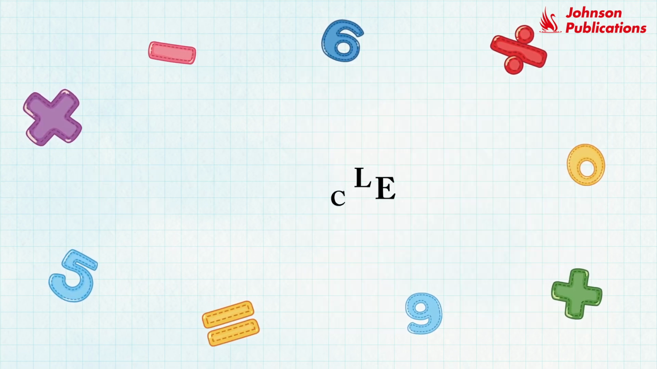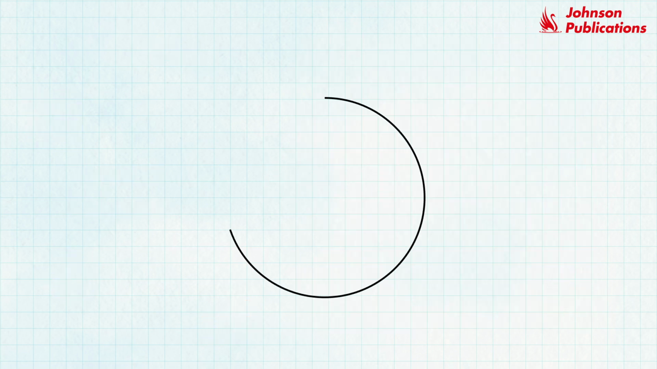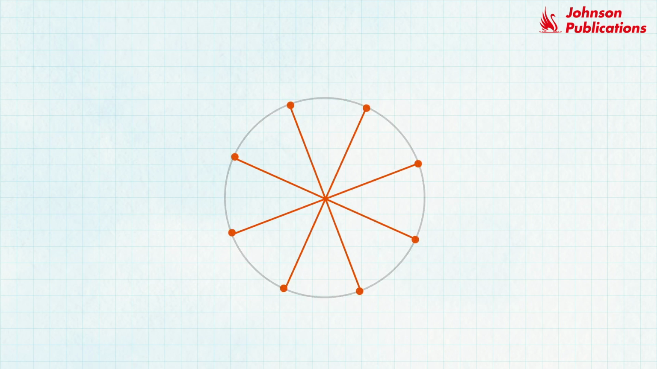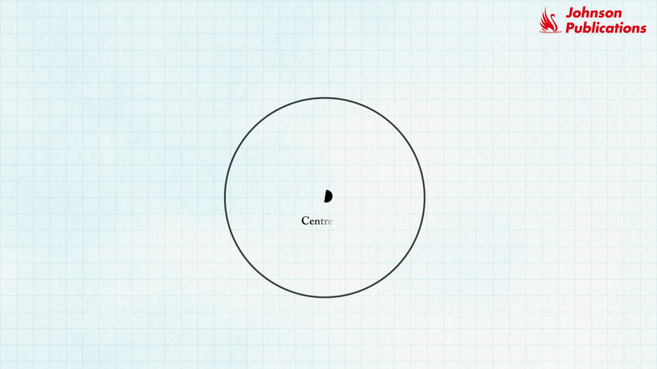Circle. A circle can be defined as a simple closed curve in which all the points on the curve are at the same distance from the center. This is the center of the circle. It is generally named with capital O. A straight line joining the center of the circle to any point on the circle is called the radius of the circle. OR and OS are the radii of the circle.